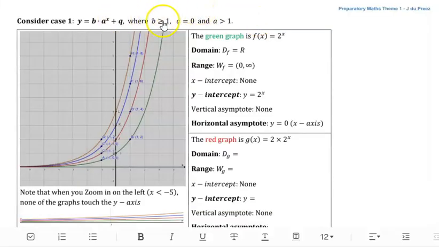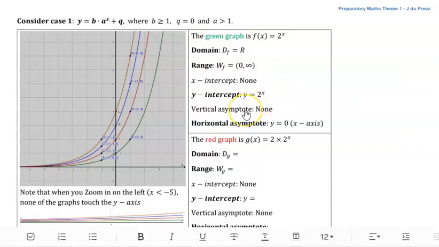In this example, B is greater or equal to 1, Q is 0, and A is greater than 1. So our first graph is 2 to the x, which in this case I consider my mother graph. My domain is all the real numbers. My range is everything above the x-axis, which is from 0 to infinity. 0 is not included. I do not have any x-intercept because 2 to the x can never be 0.